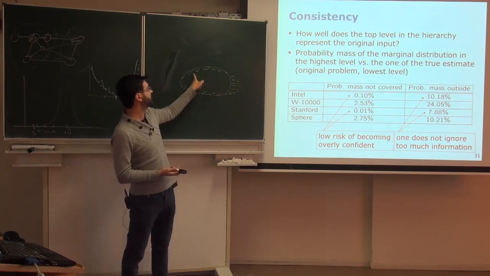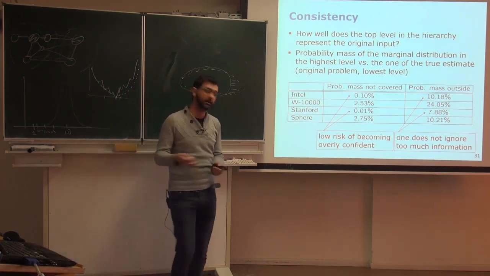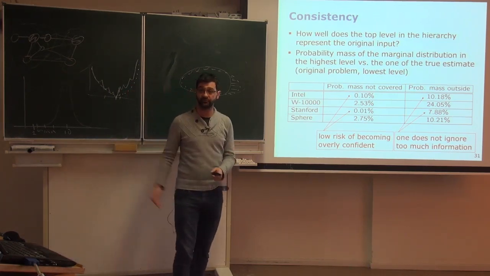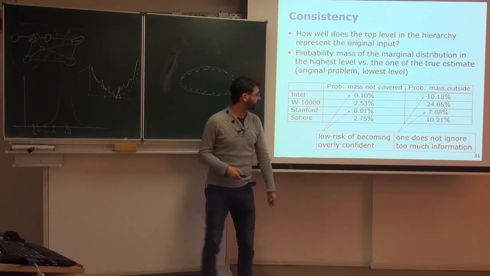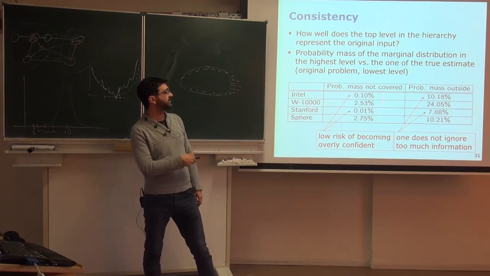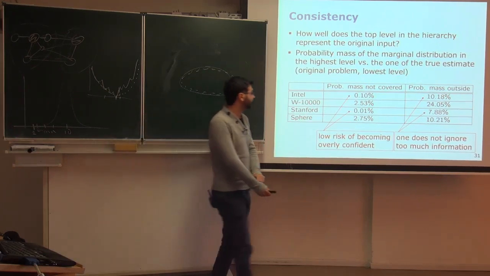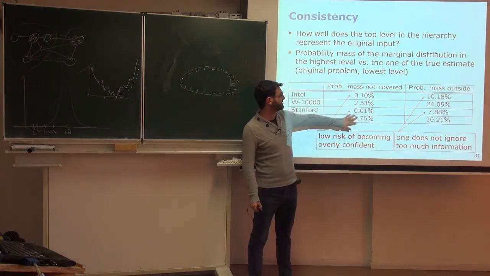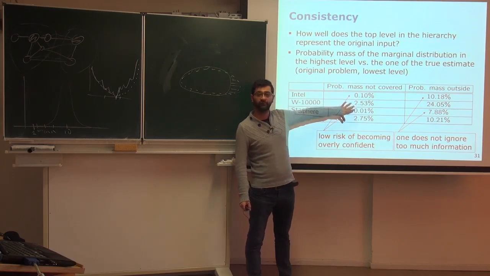Being overconfident, so not covering the full mass, is bad because you are omitting good associations, okay? And we can analyze from several data sets what is not being covered and what's outside. And the interesting aspect is that generally we are not too much overconfident, okay?